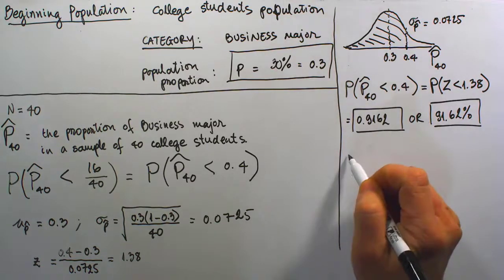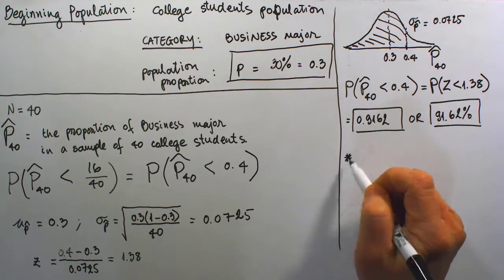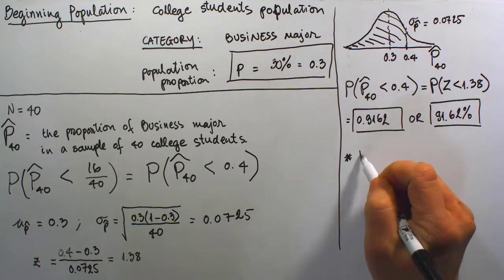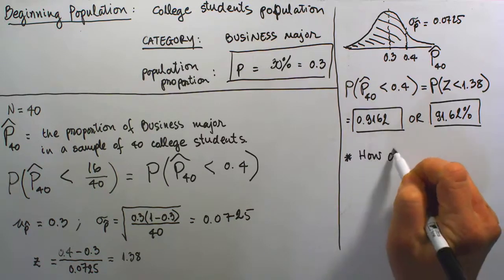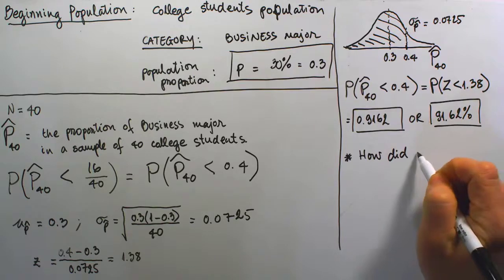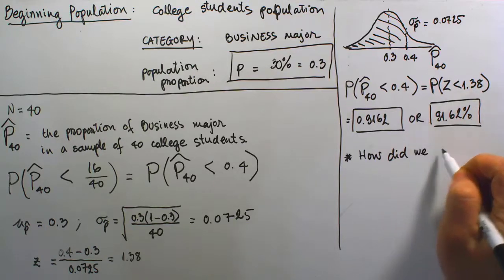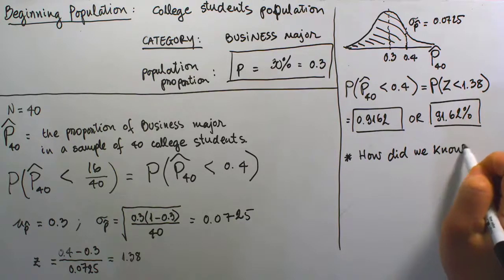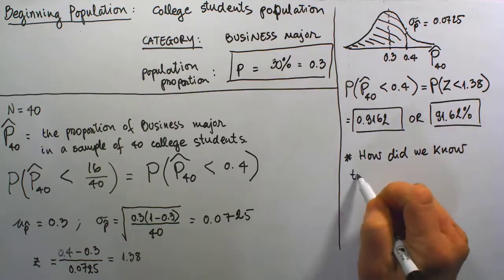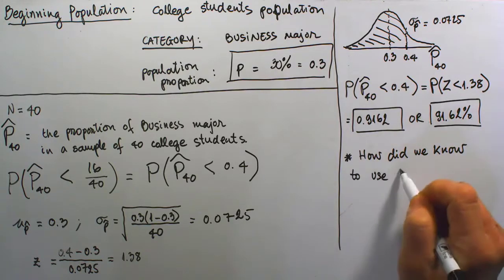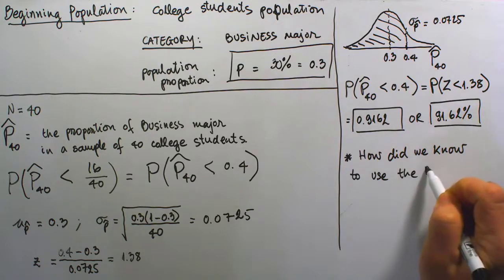But as a start understanding right here, how did I know, or how did we know, to use the bell curve to work with?